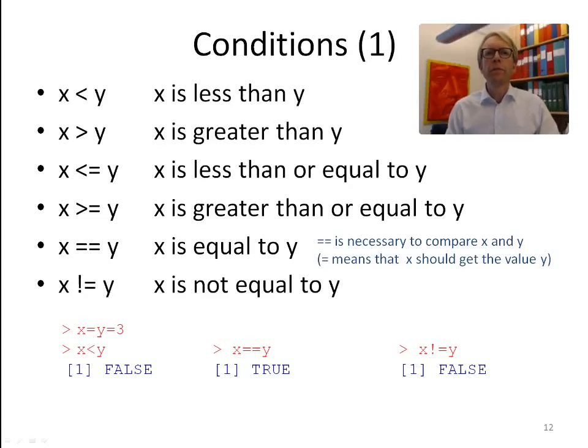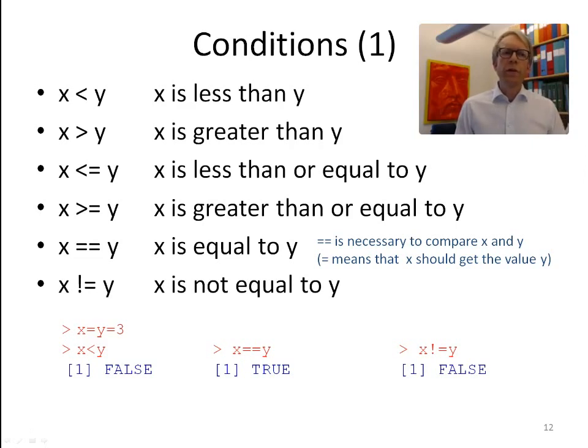Okay, so now we'll take a look at conditions, and conditions are something that you'll use quite a lot when programming in R. The idea about them is that they test whether something is or is not true, and that can then be used to select different data from a data set or to get something performed on a specific condition.